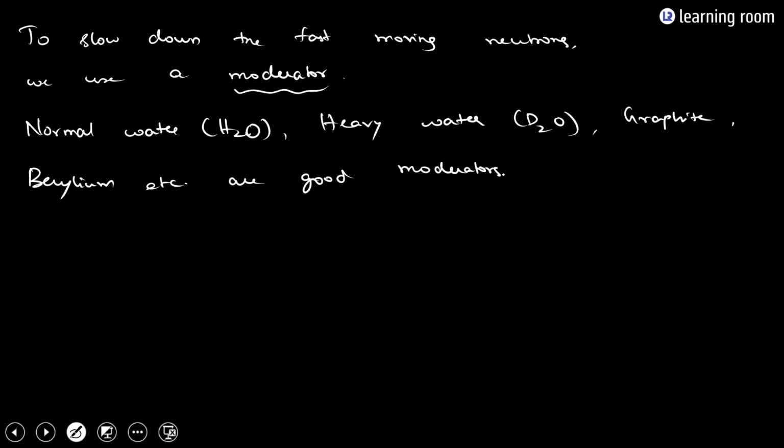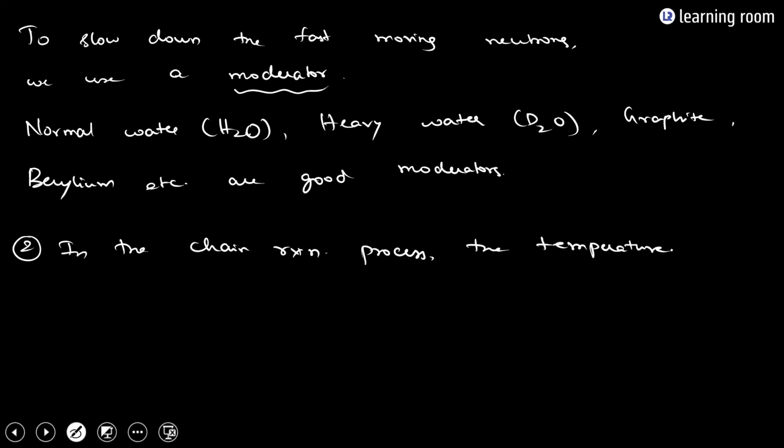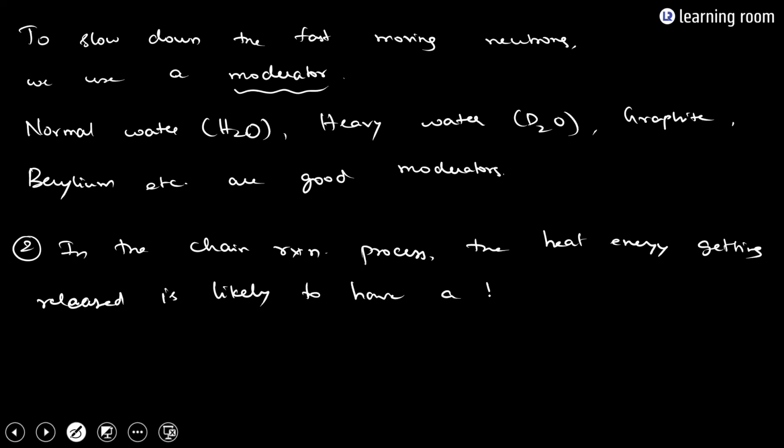The second point is, in the chain reaction process, the heat energy getting released is likely to have a temperature of 10 power 6 Kelvin, which is 1 million Kelvin or 10 lakh Kelvin. It is that high. So what are we supposed to do? Since all this process is happening inside a reactor, the reactor will not be able to withstand this much temperature. An explosion is possible.